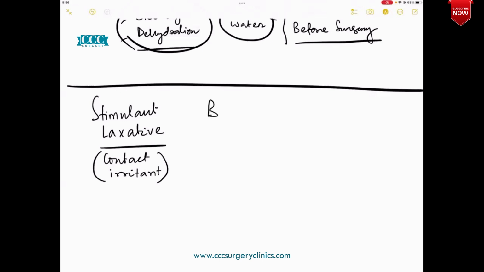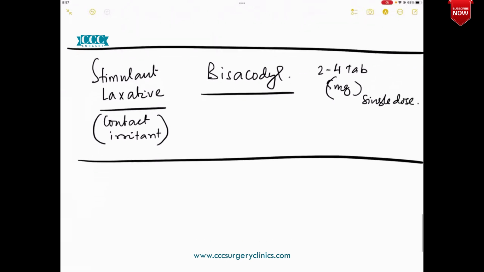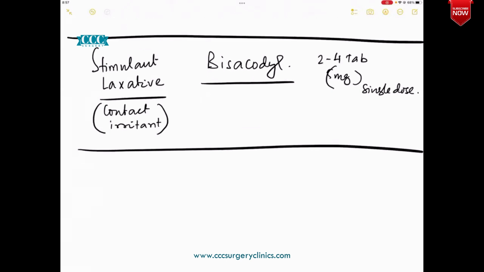The best of the drugs to know in practice is bisacodyl, which is a single dose of around 2 to 4 tablets. Each tablet is around 5 milligrams in strength and is taken in a single dose. This is a very common preparation that is used, particularly if you are doing a rectal or an anal procedure. Okay.